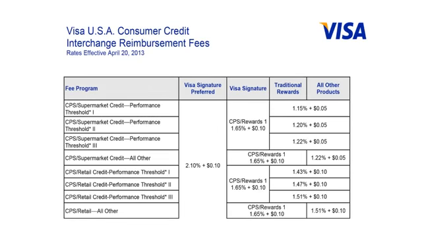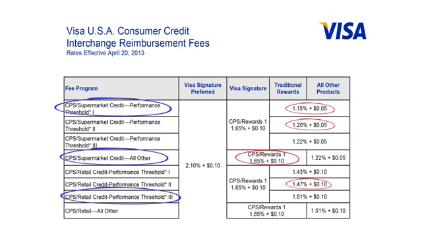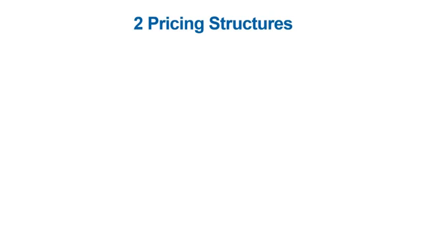Here's a sample of just one part of a schedule of fees published by Visa. As you can see, there are 13 rates and 8 categories on this example alone. Again, in any single transaction, just one of these rates is charged based on the qualification of the card that was presented. Let's look at two main pricing models and the components of both of them.